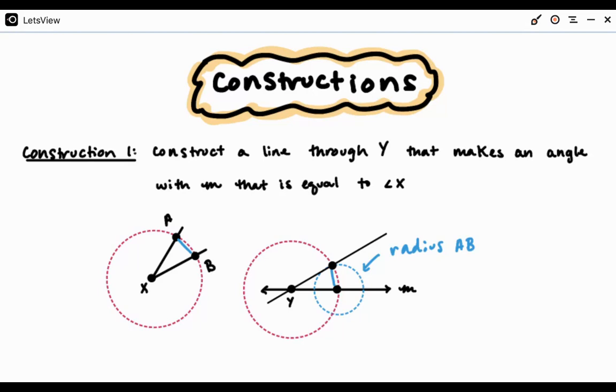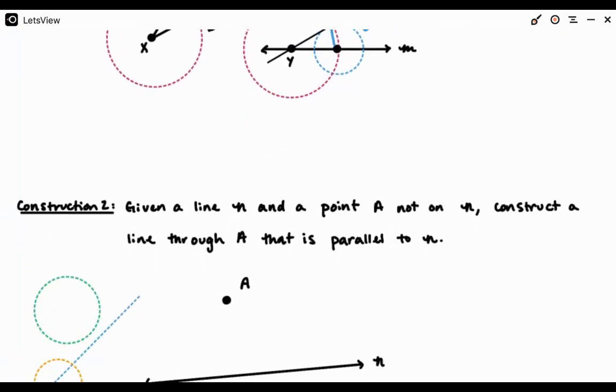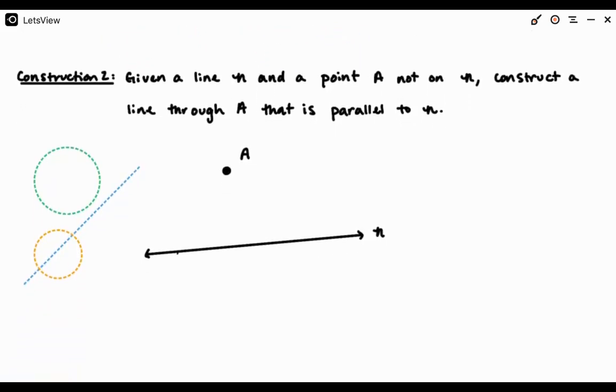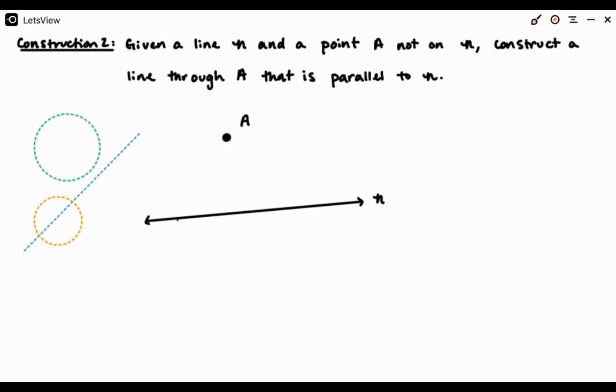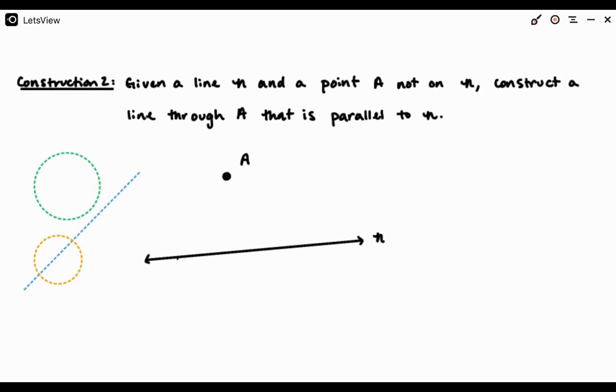So why did we do that? Being able to copy an angle helps us construct parallel lines. So our second construction is parallel lines. And parallel lines are very deeply related to similar triangles, as we saw in a couple of our examples. So that's how it's related to this lesson. So let's say we're given a line N, and a point A not on the line. Let's construct a line through A that's parallel to N.